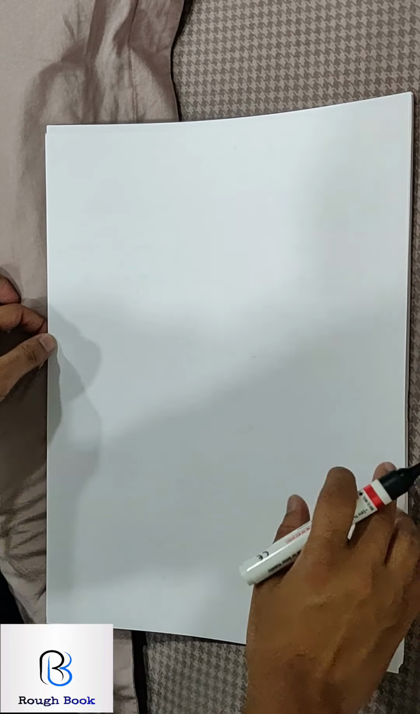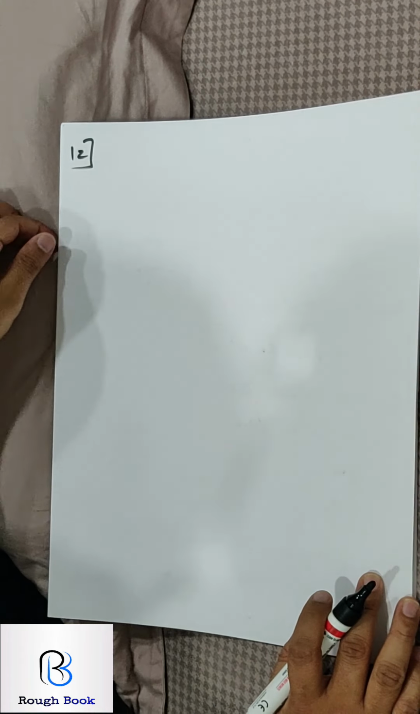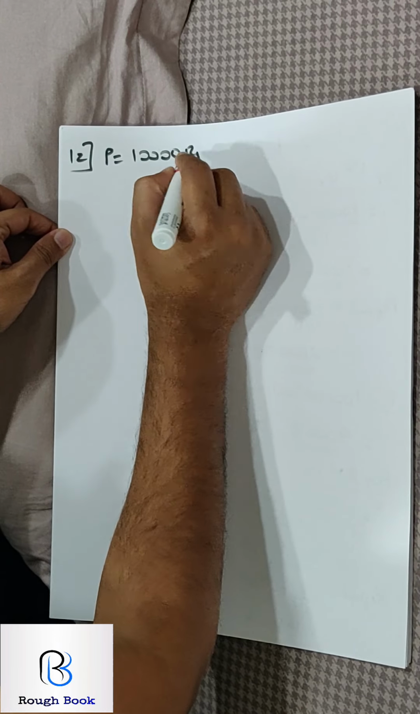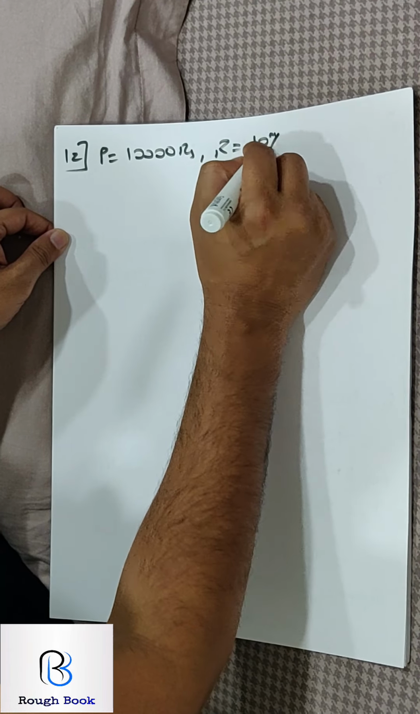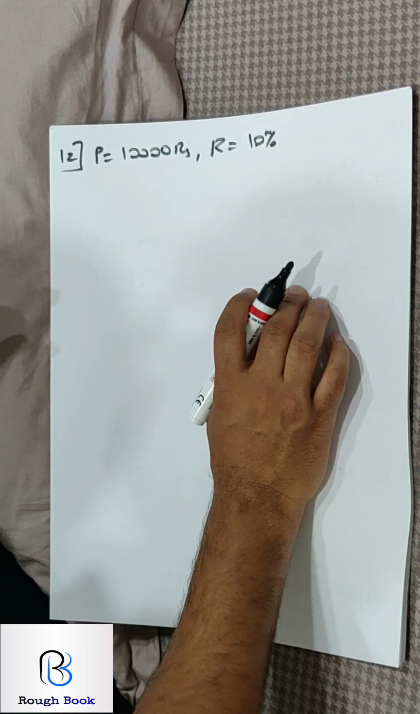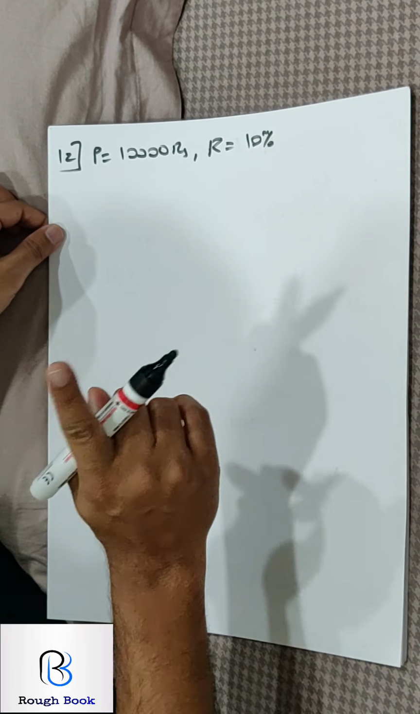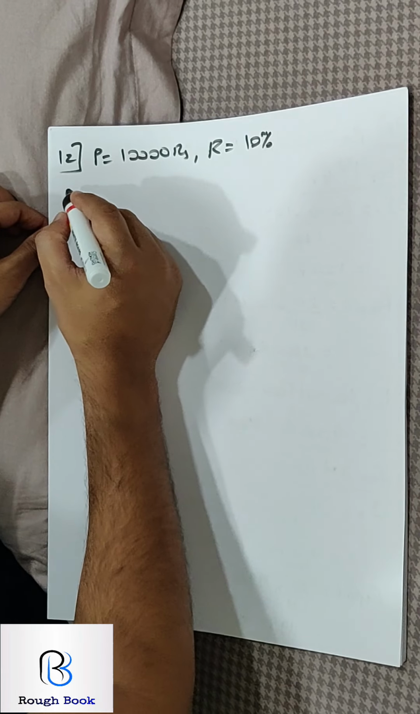Let's go for the last sum of the exercise. Alright, let's start with the last sum of the exercise. Sum number 12. Please read the question carefully. There is a lot of catch in the question. A man borrows rupees 10,000 at the rate of 10%. At the end of each year, he pays back 20% of the amount of that year. Amount of that year. That's very important.